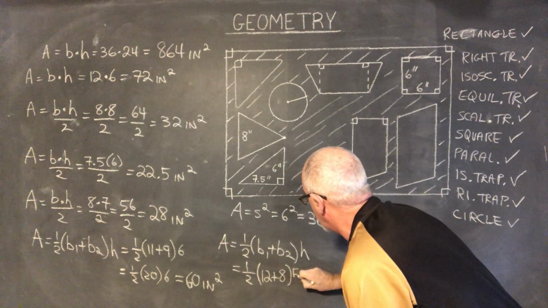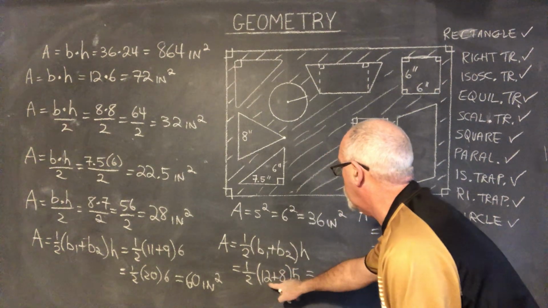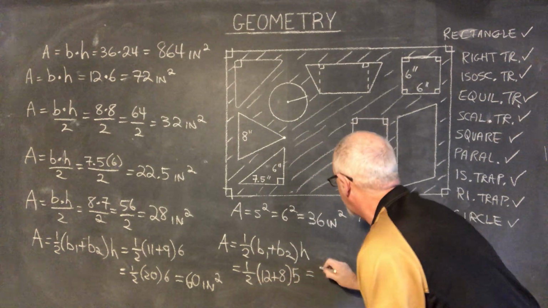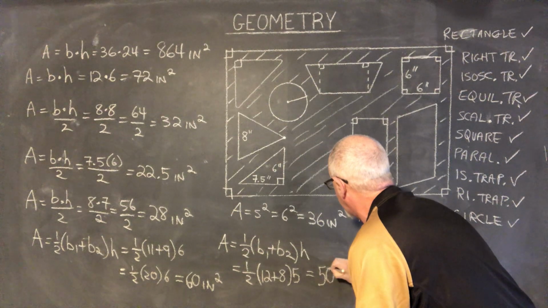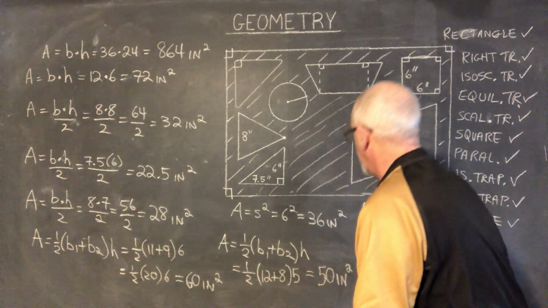My handwriting's messy when I do it this way. Times 5 equals 12, plus 8 is 20, half of 20 is 10, 10 times 5. Oh, it's an easy calculation in the end. 50 square inches. I'm ready.